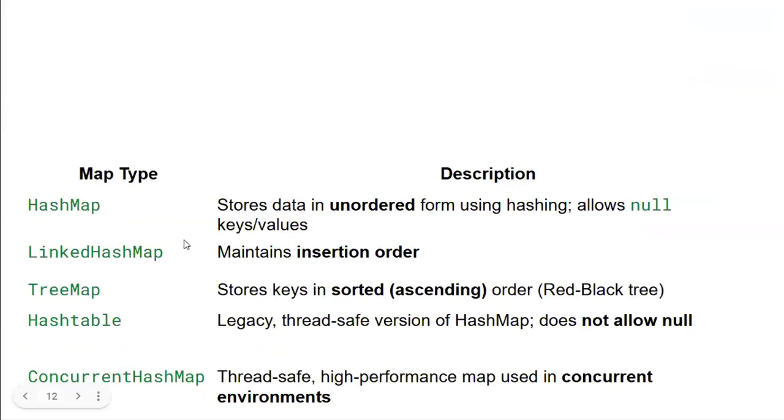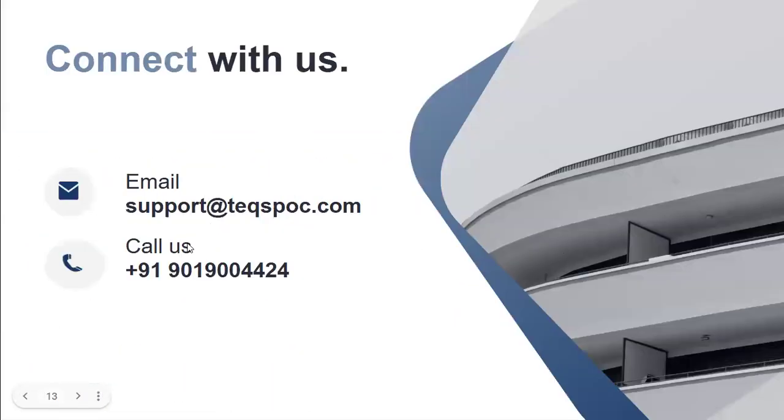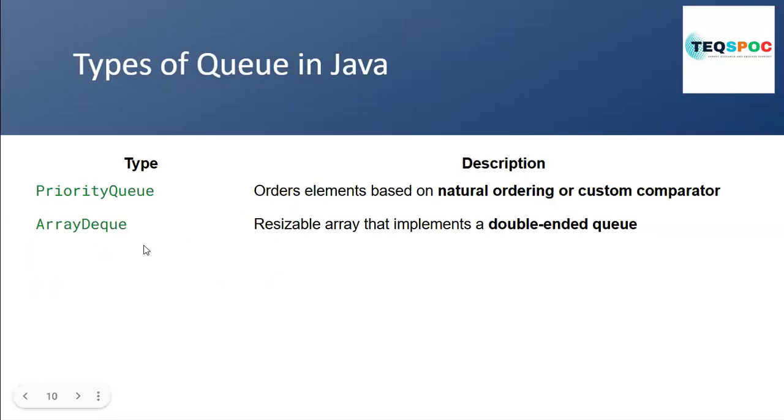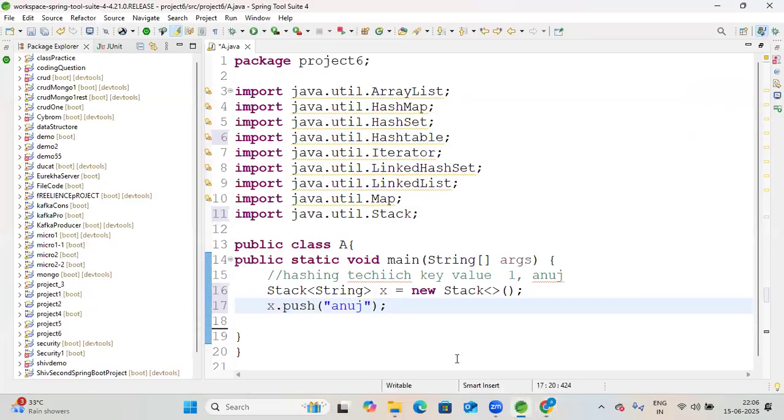Array DQ. So what is array DQ? Basically, array DQ is a resizable array implementation of the DQ interface. No capacity restriction. This is also rarely used. Keep a note of this, because in an interview you will definitely get a question related to queue and array DQ.